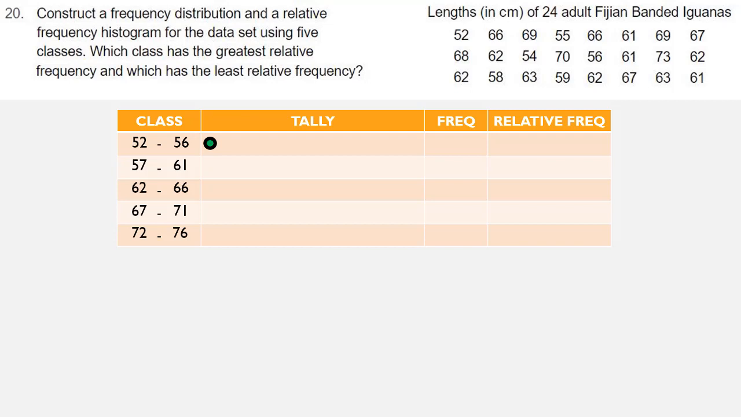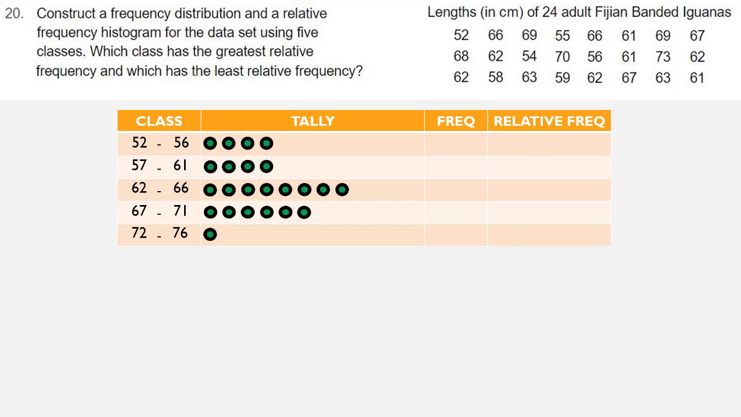So 52, 66, 69, 55, 66, 61, 69, 67, 68, 62, 54, 70, 56, 61, 73, and 62. 62, 58, 63, 59, 62, 67, 63, and 61. So those are the 24 data values.